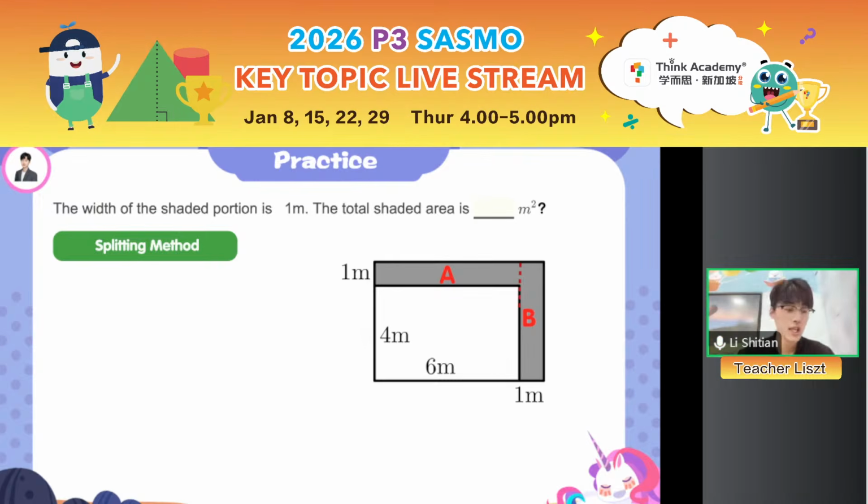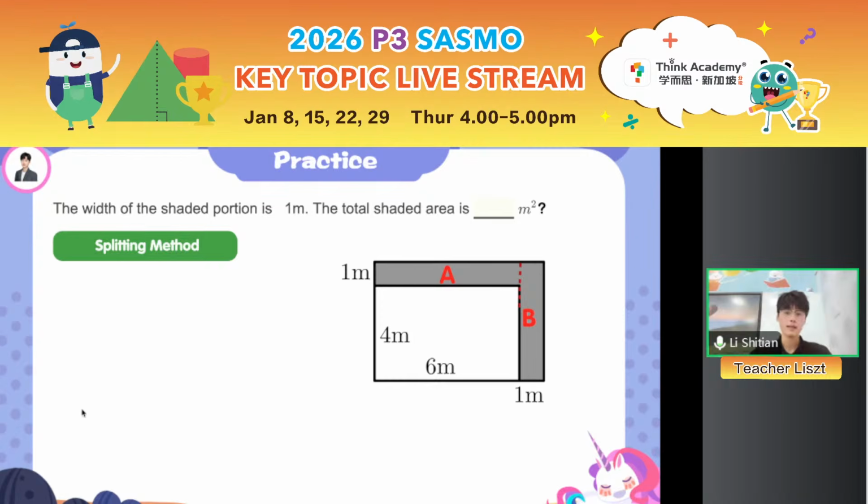Hold on. Teacher has a question for you guys. Why do I not cut the shaded portion here? Because if I cut it here, I turn A and B into what? Into two still irregular shapes, right? For the irregular shape, can you guys find out the area of it? Of course not, right? We only know how to find the area of the rectangle and the square, so we need to turn them into a rectangle or square, right?